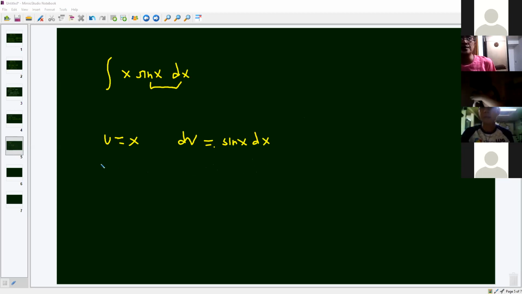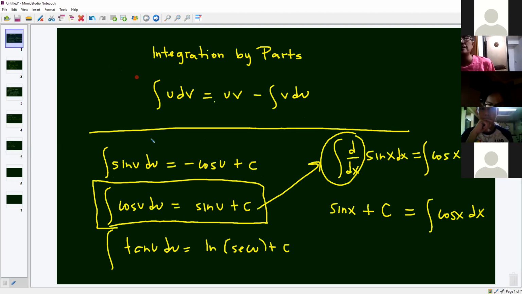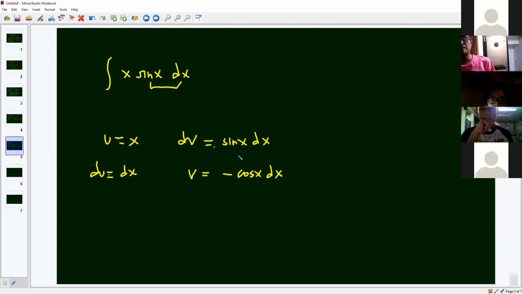So if u is x, then du is dx. If dv is sin x dx, then v is what? Siguro ito yung mali ng iba. Negative cos x. Remember? Kaya nga sinulat ko yun sa una. Integral sin u du is negative cos u. So pag in-integrate natin yun, negative cos x.